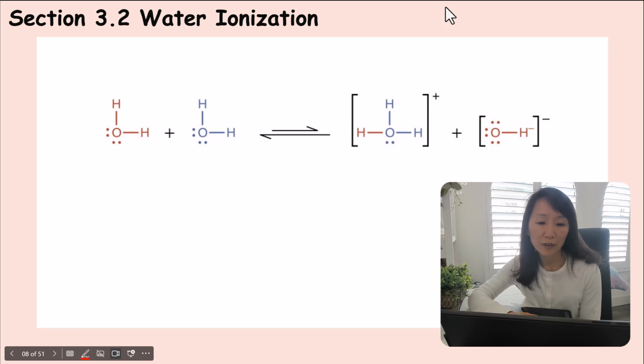Well, if you look over here, here is a water molecule, and on the right is another water molecule. The hydrogen from the left gets plucked out and it gets attached to this water, forming a hydronium ion. As you can see on this side then, this H2O becomes a hydroxide ion.